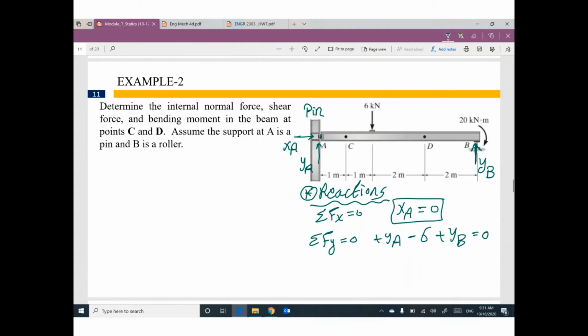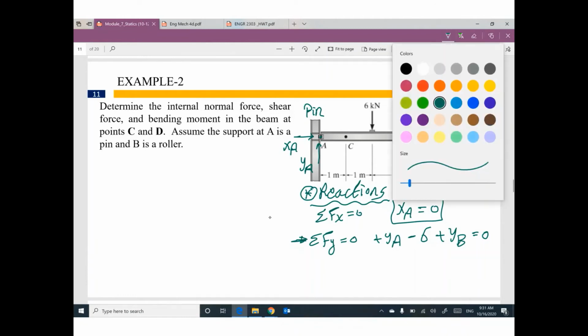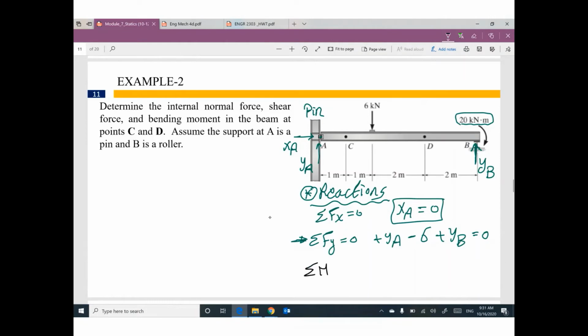One more time, guys. 20 kilonewton meter is a moment. It doesn't make any sense to include 20 in this equation, because this equation is talking about forces in the y direction. The third equilibrium equation is taking a moment at any point equals 0. I have a recommendation here for reactions. Please take moment at A. It's the support with the larger number of unknowns. And I'm going to assume this direction is positive.